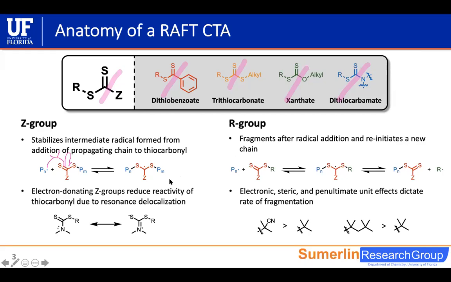Cool, awesome. So now what do you think the Z group has to do? That Z group has to stabilize this radical, okay? So look down here, electron donating Z groups reduce the reactivity, and so on. Do you guys see why this amine would be a good thing to have here as a Z group? Because when you form the radical, the lone pairs on the nitrogen can actually resonate in slightly and stabilize or add electrons into that radical. Exactly, you got it, Lauren.